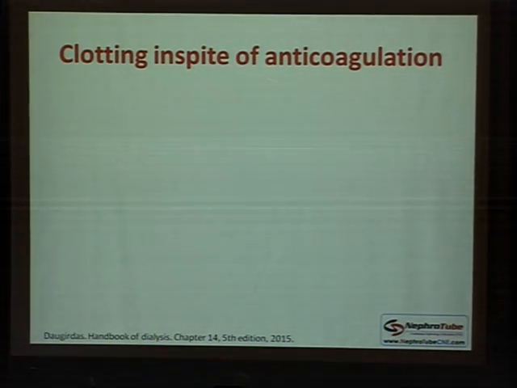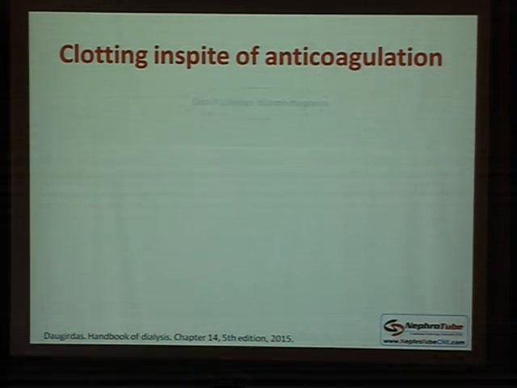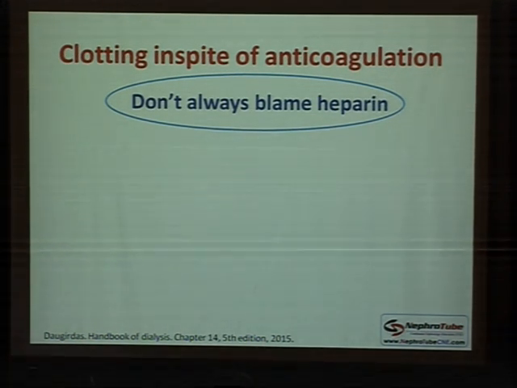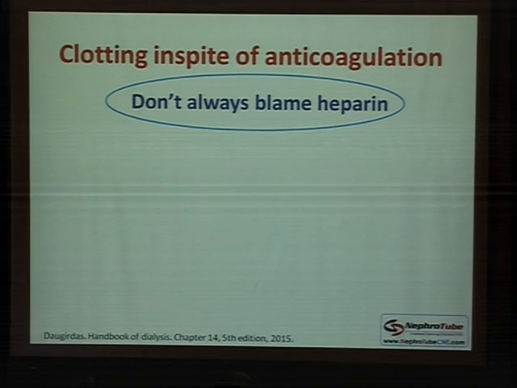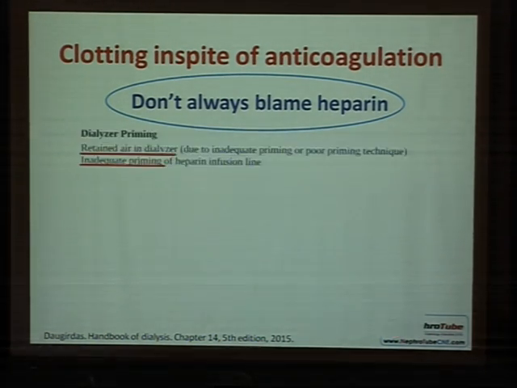Okay, if there is clotting in spite of use of anticoagulant, even heparin or others, does that mean that I am not using a sufficient dose of heparin? Yes, maybe, but don't always blame heparin, because there are many other causes that cause clotting of the circulating hemodialysis system, even if you are using the correct dose of heparin. So don't always blame heparin. There are many other causes.